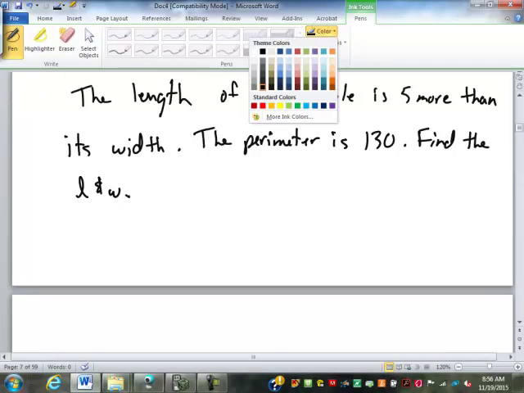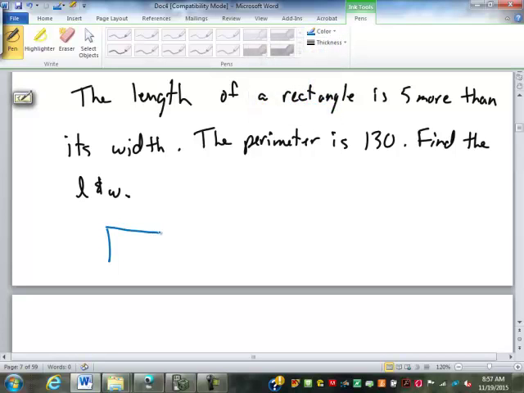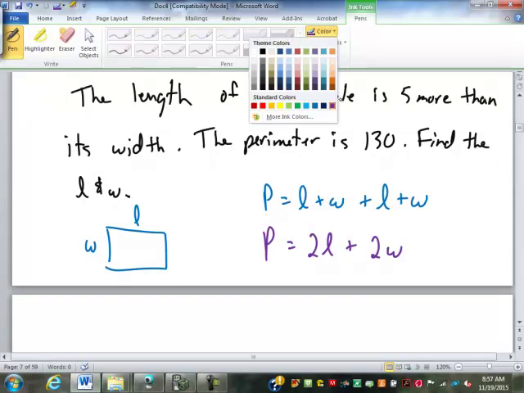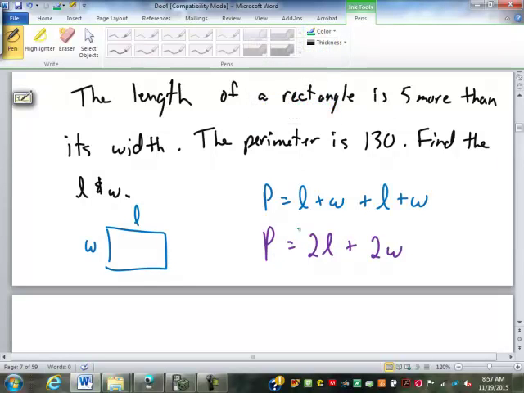So, let's draw a picture here. We have a rectangle, there's the length and there's the width. And the perimeter of a rectangle, of course, is just length plus width plus length plus width. Or I could simplify that. The perimeter is 2 times the length plus 2 times the width. But again, I still have 2 variables. I can replace the perimeter P with 130, but still 2 variables.